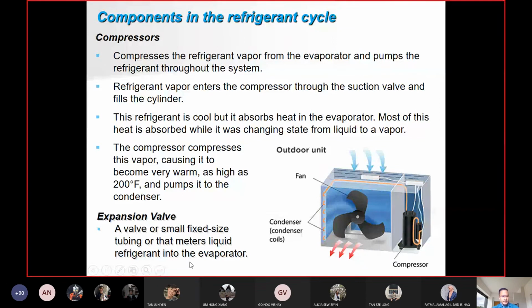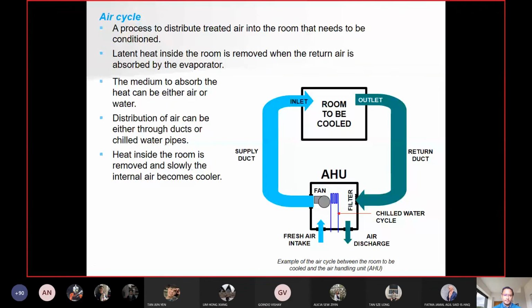All right, so the second one is the air cycle. Okay, but for the aircon that you normally use in a house, the split unit system, you don't really see a complicated air cycle. Basically, the air gets in on top of the indoor unit, and then it blows over the evaporator, and the air is recirculated but filtered now.